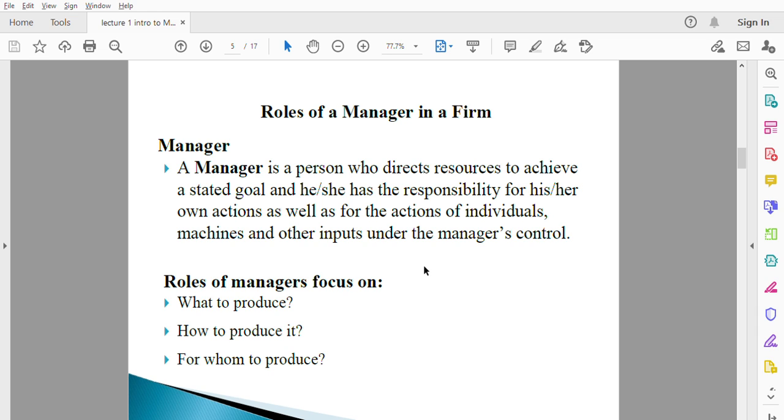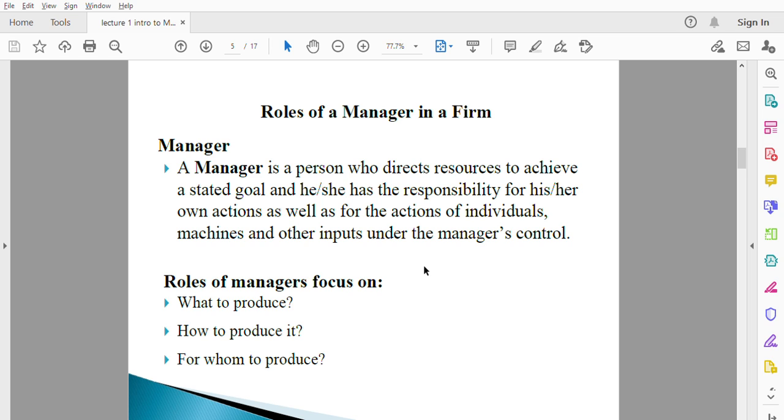A manager is a person who directs resources to achieve a stated goal, and he or she has the responsibility for his or her actions as well as for the actions of individuals, machines, and other inputs under the manager's control. So a manager is supposed to direct resources to achieve a goal, normally the firm's goal or the firm's objectives. And he has people under him. He has resources that are being used. He has machines, so he takes responsibility for the success or failure of the people under him or the machine being used or any other input under his control.